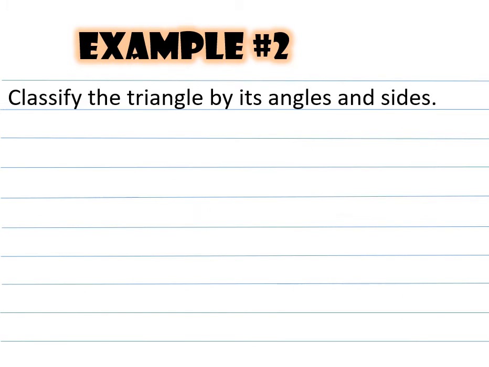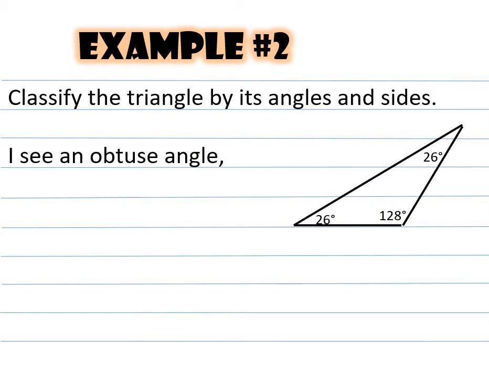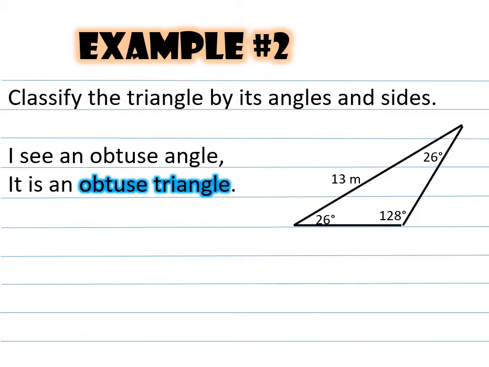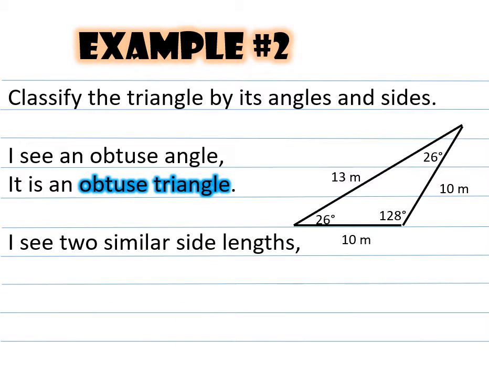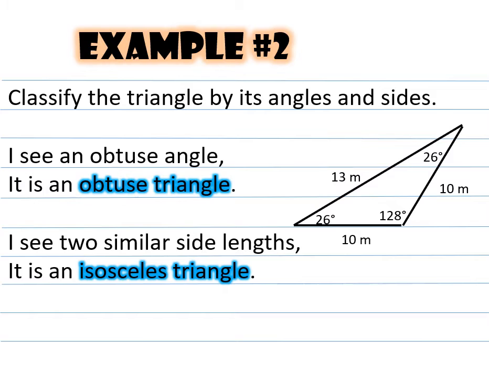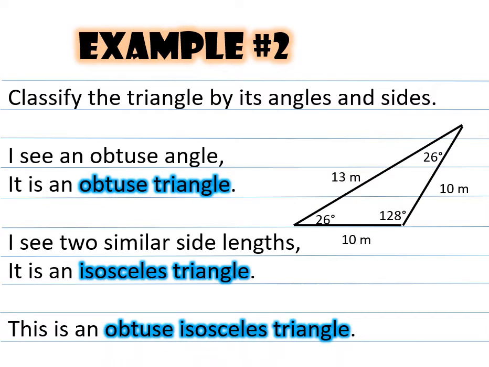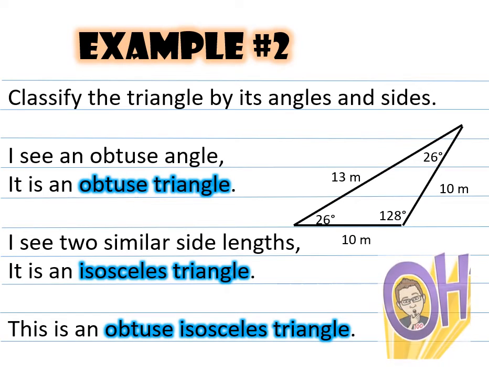Example number 2. Classify the triangle by its angles and sides. 26 degrees, 26 degrees, and 128 degrees. I see an obtuse angle. It is an obtuse triangle. 13 meters, 10 meters, and 10 meters. I see 2 similar side lengths, so that means that it's an isosceles triangle. This is an obtuse isosceles triangle.